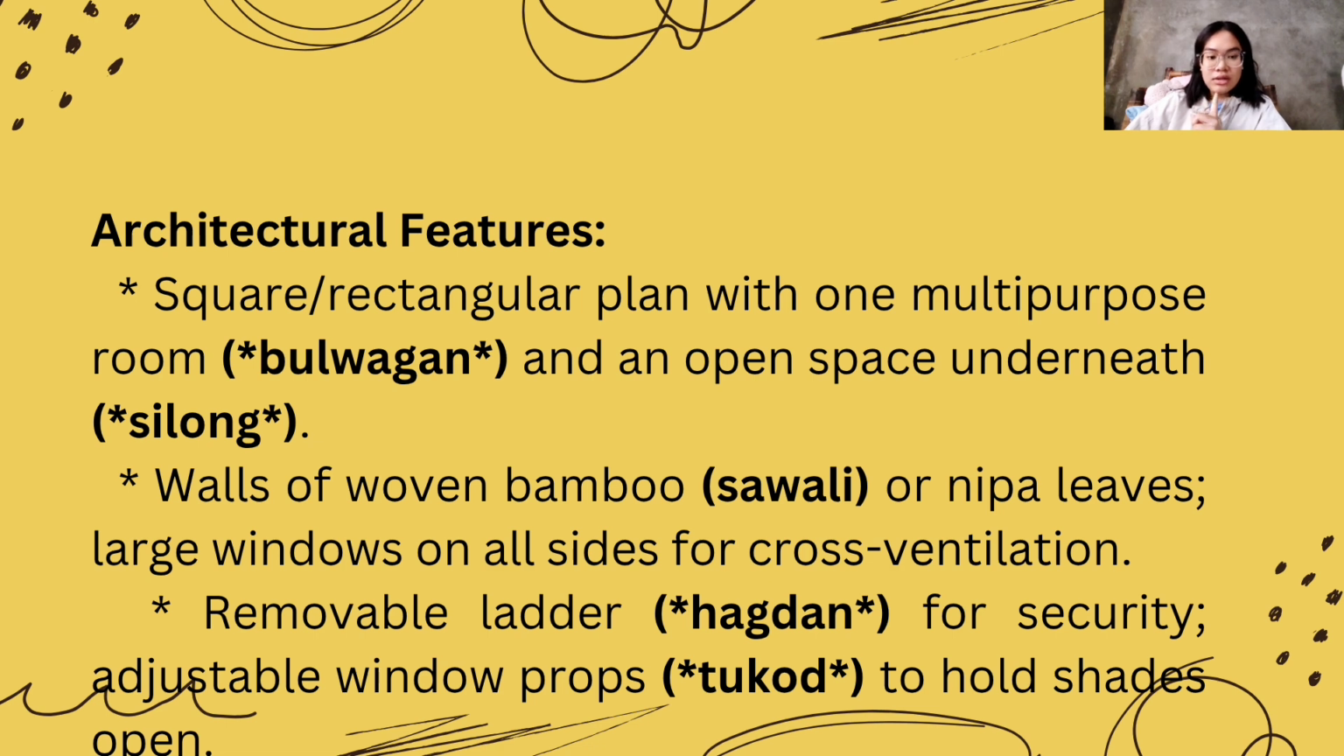Its architectural features: it has a square or rectangular plan with one multi-purpose room, the bulwagan, and an open space underneath called the silong. Its walls of bamboo, or sawali or nipa leaves, have large windows on all sides for cross ventilation. It has a removable ladder, or hagdan, for security, and adjustable window props, or tukod, to hold shades open.